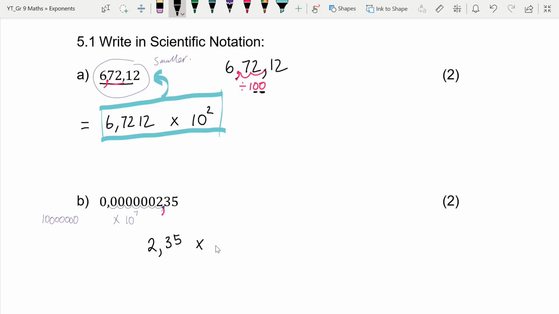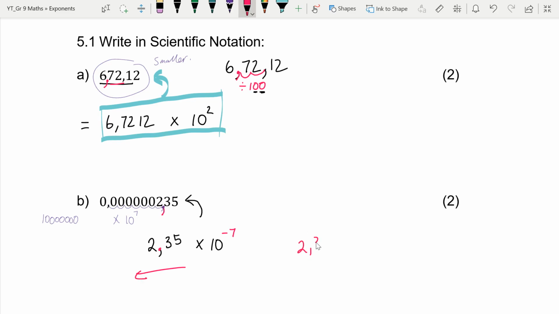Then we have to times this with the base of 10, always a base of 10. And now we just need to talk about what our exponent is going to be. Because remember, when we multiply this out, we want to get back there. So we want to make this number of 2,35 a lot smaller. So that means that our exponent in this case is going to be 7, yes, but a negative 7, meaning that our comma would then move in that direction.